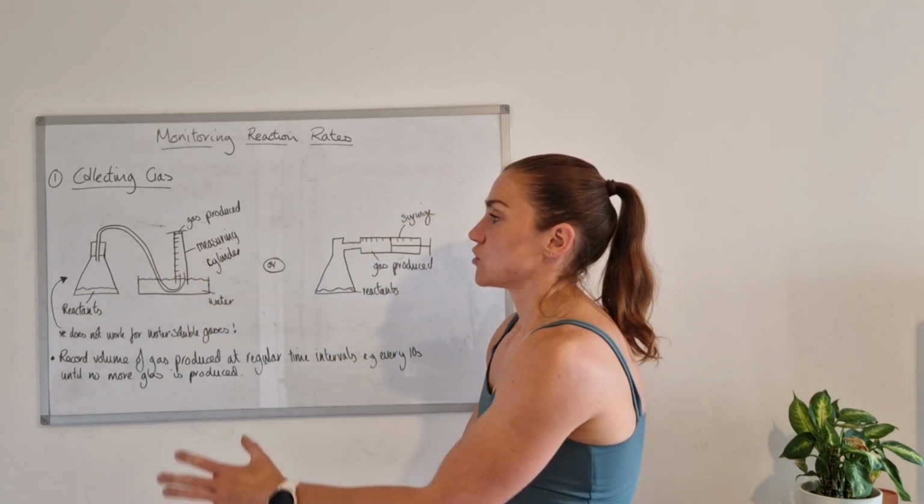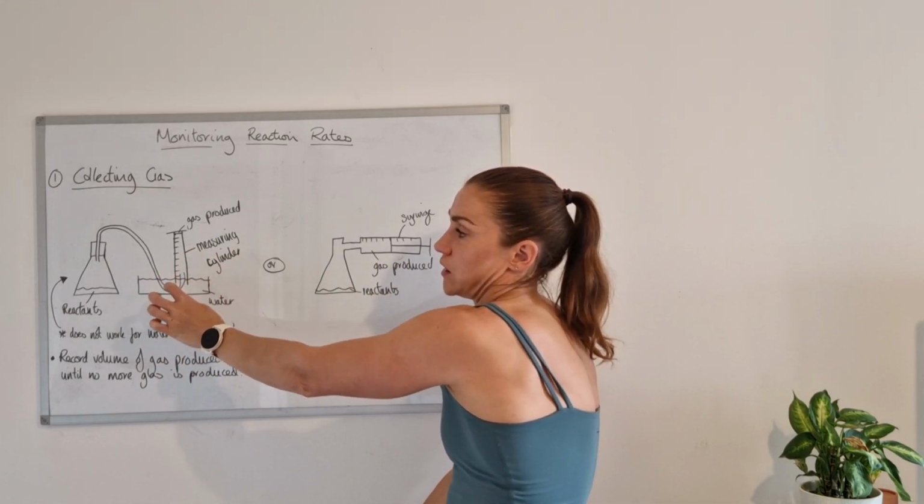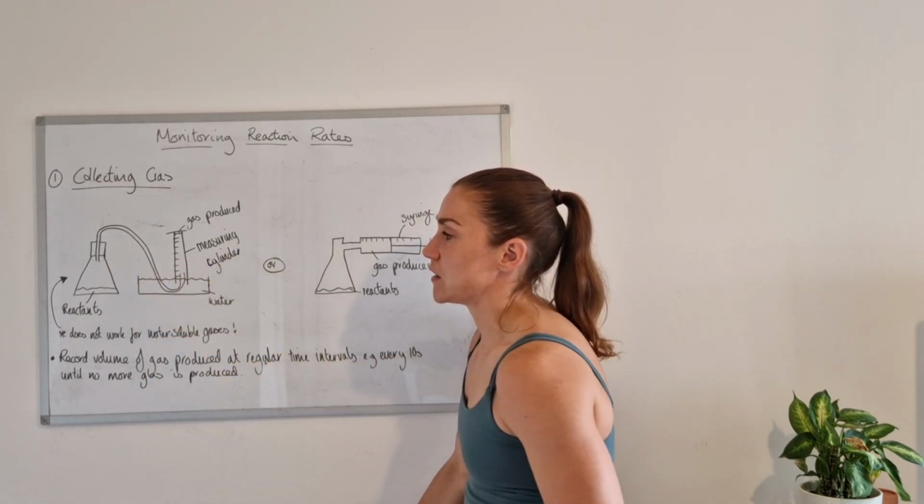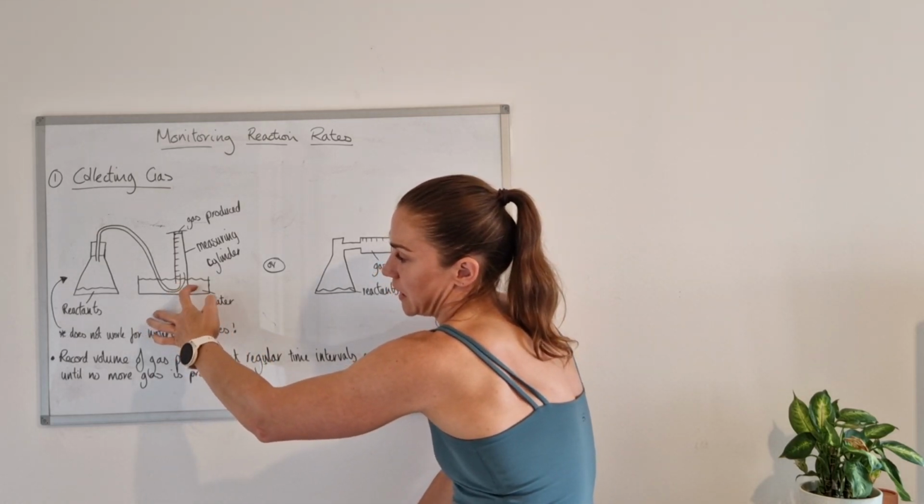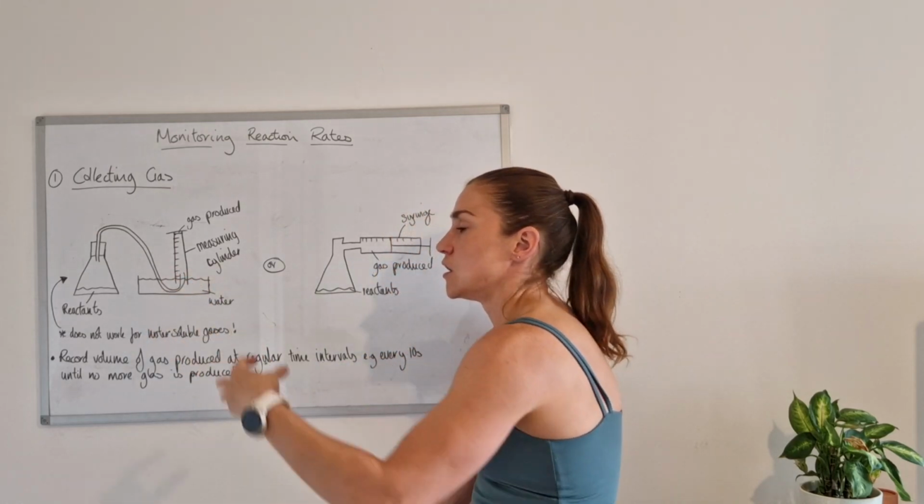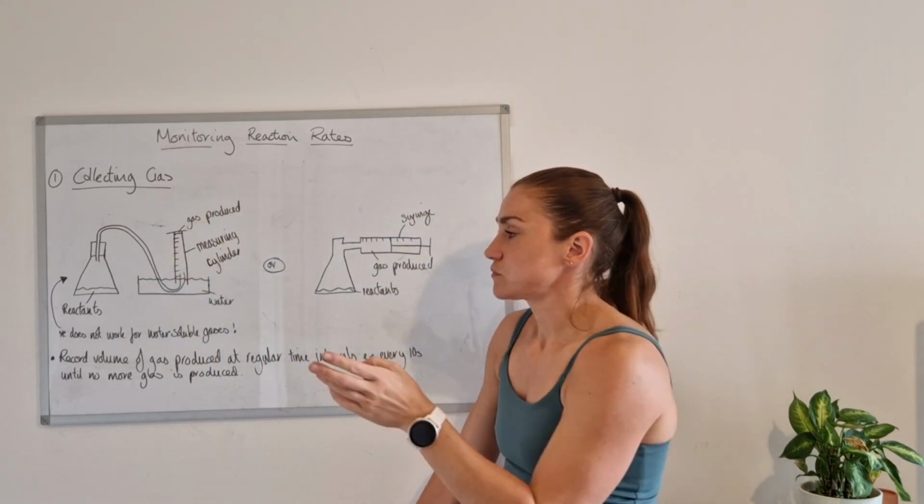You also need to make sure that the end of your delivery tube goes into the measuring cylinder a decent amount, because if it's down here at the edge, it could be seen that the gas could be lost to the edges. So you just need to make sure that it's clearly inside the measuring cylinder.